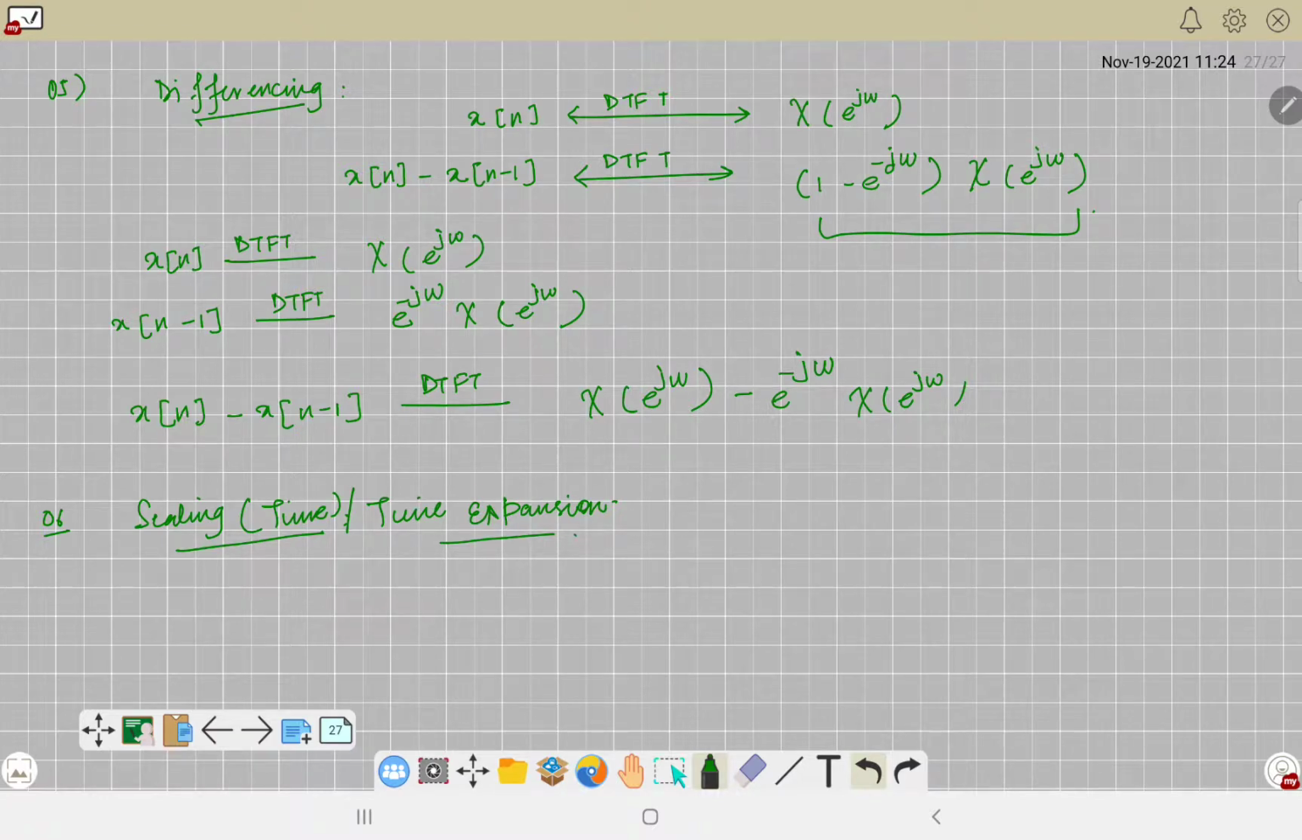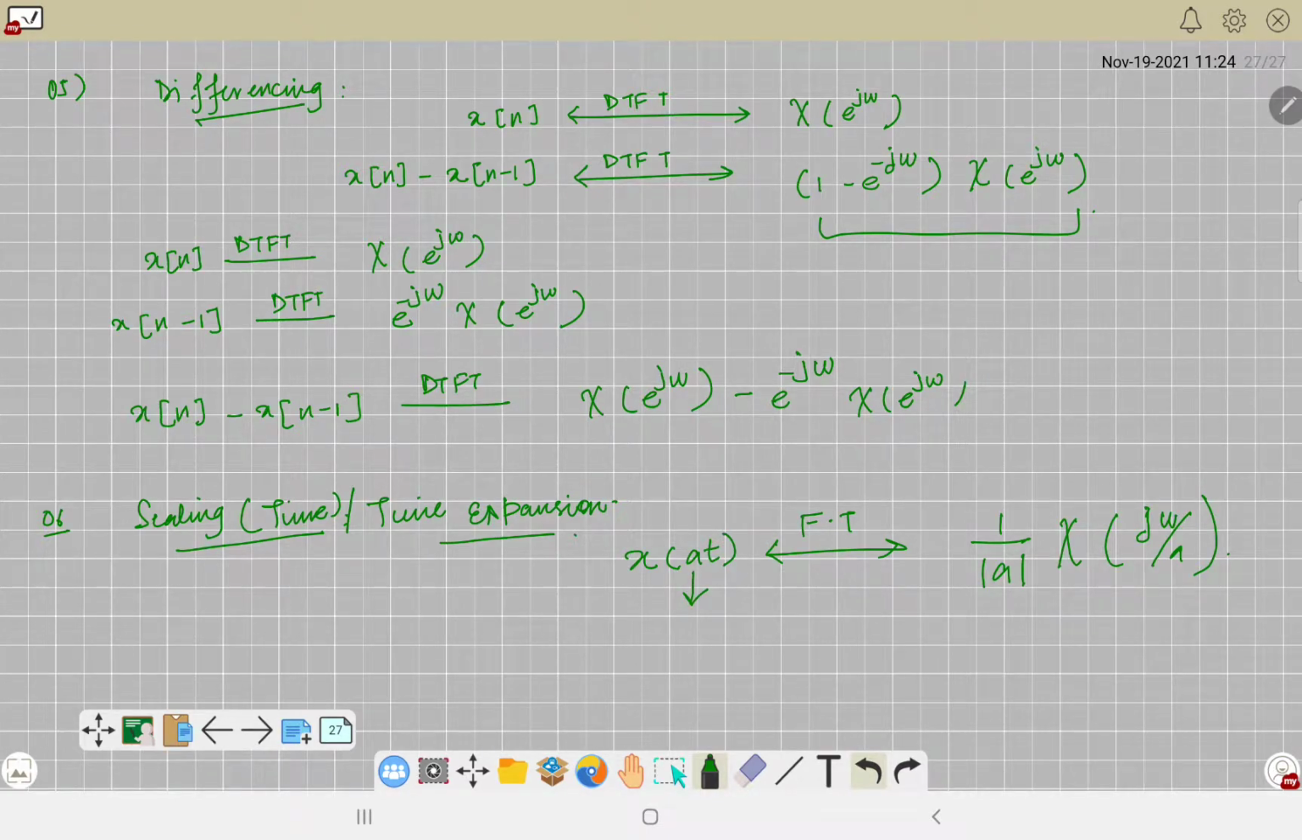Right? Now, if you remember the continuous time case, if I scale my time, by time I mean the independent variable, and I perform the Fourier transform, it scales my amplitude as well as the frequency. It was something like this, right? Which kind of made sense in the continuous time case, because the scaling operation can lead to either the expansion or the compression of the signal, depending upon what the value of a is.